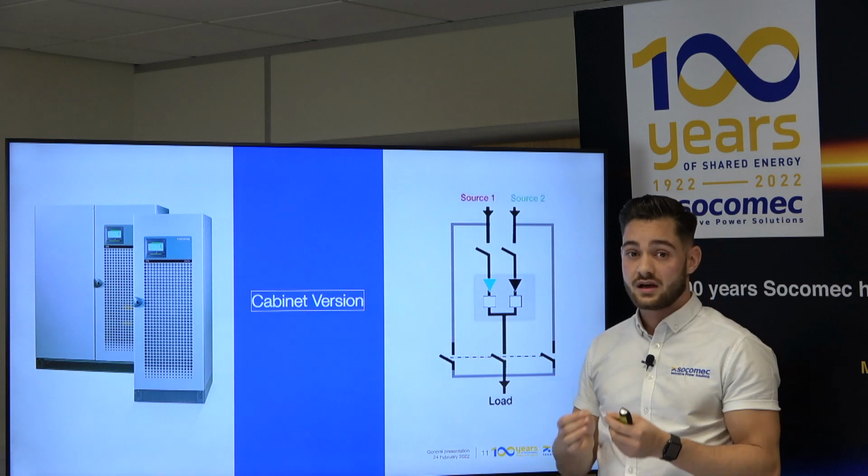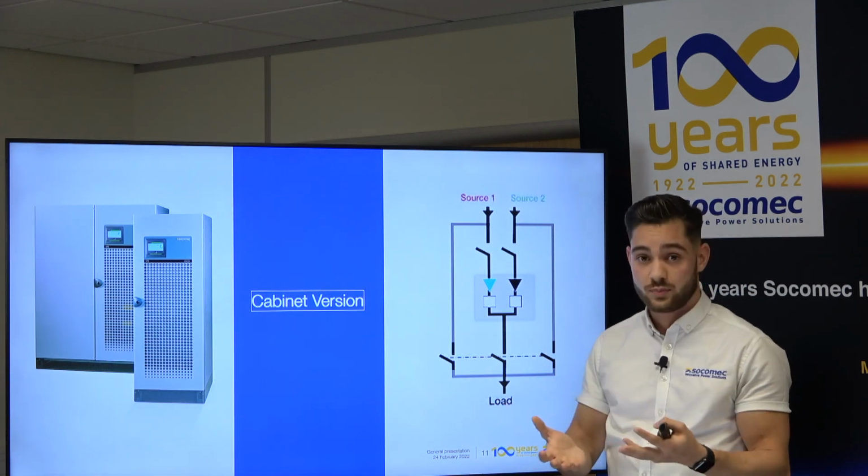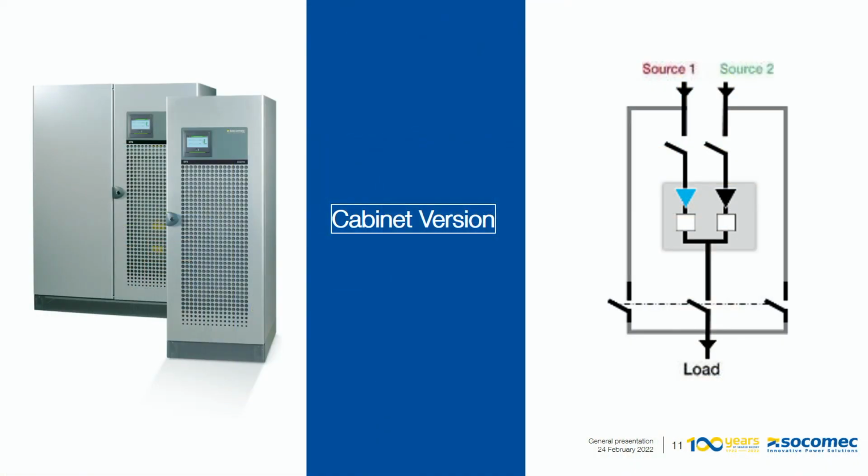Inside, you would get the SCRs, of course. You would get the fans. You would get the power supplies, and all you need to manage this system. And around that, you would get the switchgear equipment. So you can see you would get the input switches, so one for each source, one output switch, and both bypass switches, one for each source.